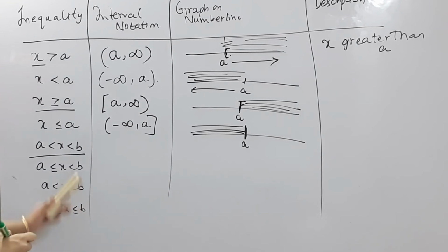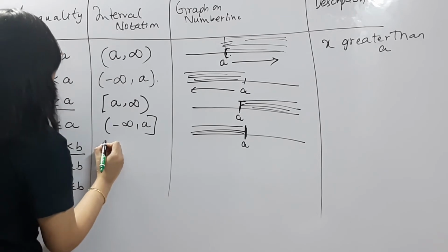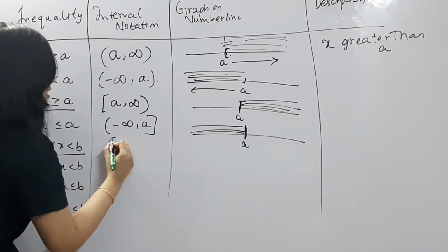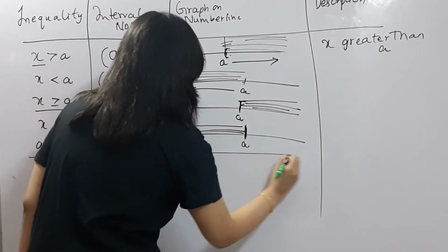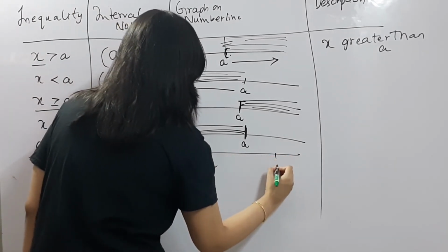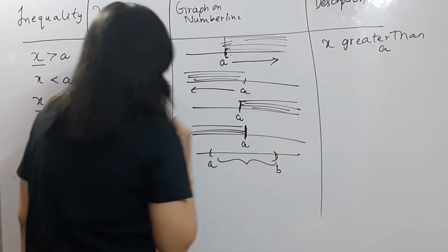Now a is less than x less than b. That means our x should be between a and b, but it should not include a and b. If we want to include them, we'll get the possibility of a less than or equal to x less than or equal to b. So what do we do here? We should not include, right? So we just put it as a comma b. That's it. So the value of x ranges from a to b. It should not include a, b. It should be between this.